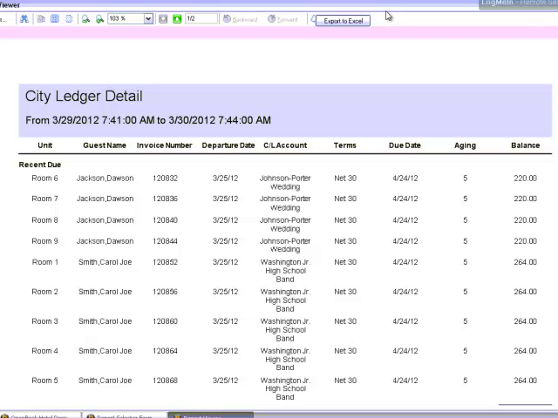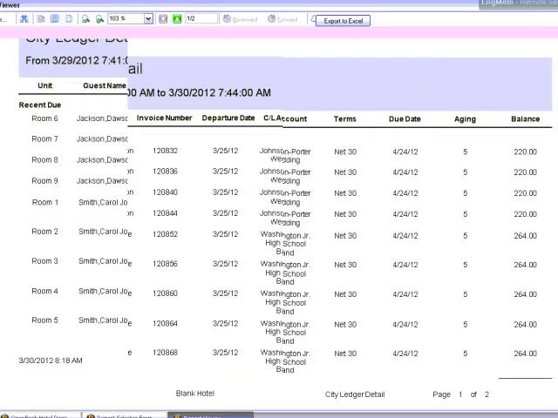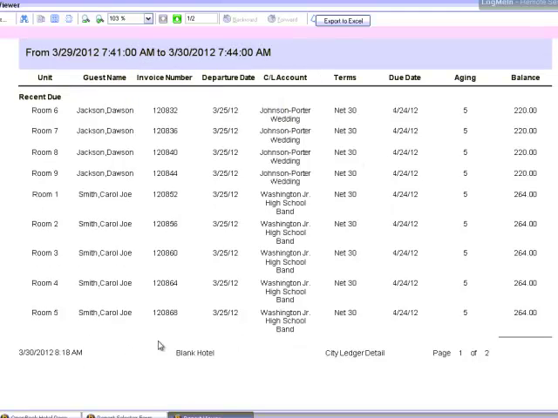All the invoices seen on the City Ledger Detail Report will be split up into categories according to the number of days elapsed since the departure date, starting with recent due, which is less than 30 days past the departure date. There will also be past 30 days, past 60 days, past 90 days, past 120 days, and more. Totals will be displayed for each category. You can see that this is the category for less than 30 days.